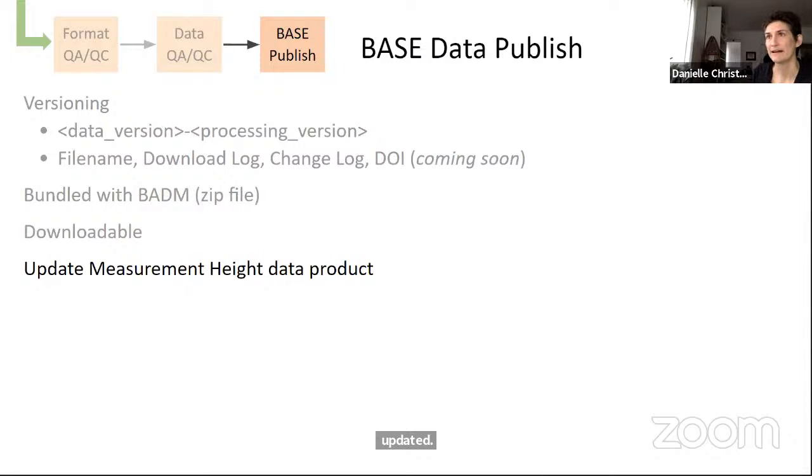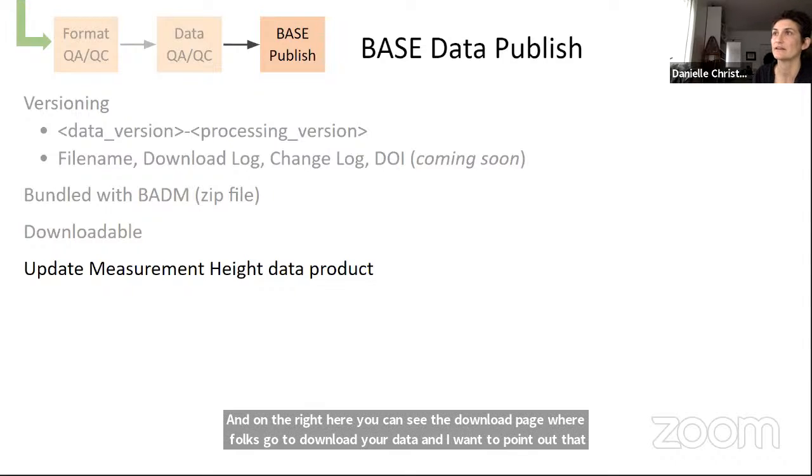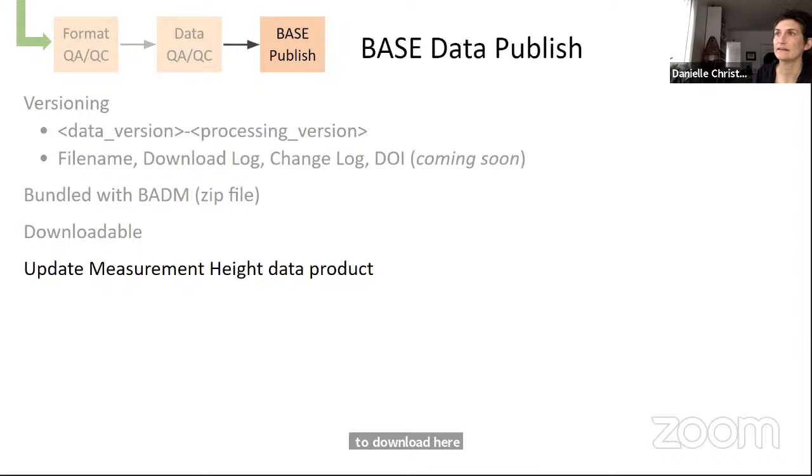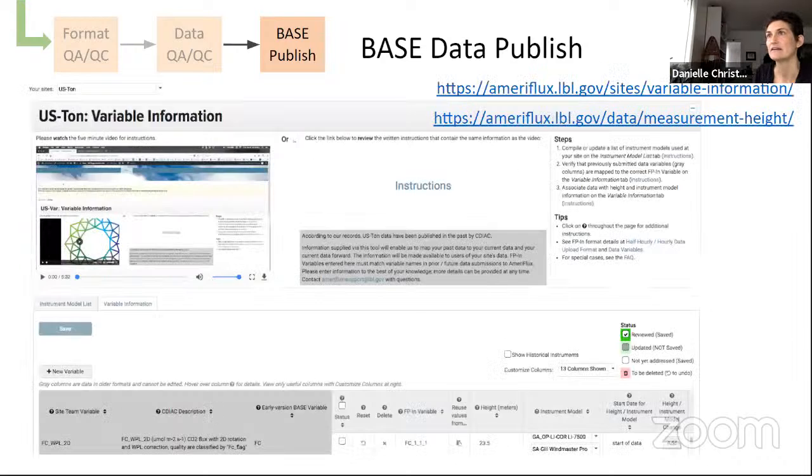The other thing we want to point out is the metadata. The most important metadata we feel for these FluxMet data are the height of where the observation is taking place and the model, the instrument model that's used to collect the data. So right now we're collecting those data via an online variable information tool. And those data get put out in what we're calling the measurement height data product that you can download from the website. And I believe we have some images on the next slide of the tool.